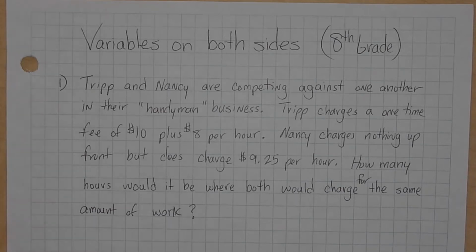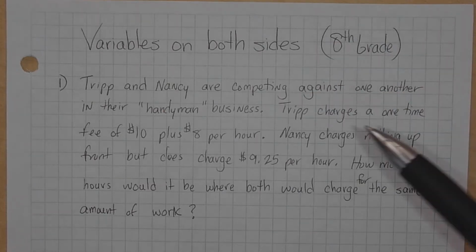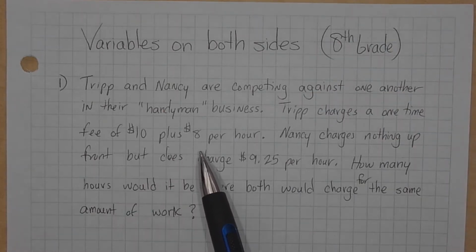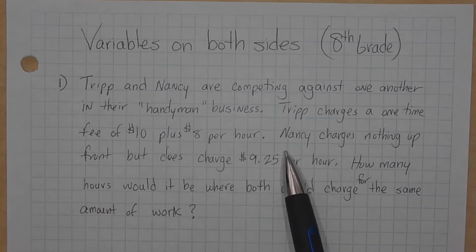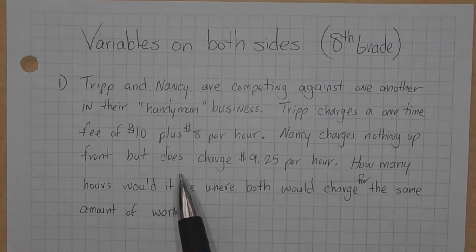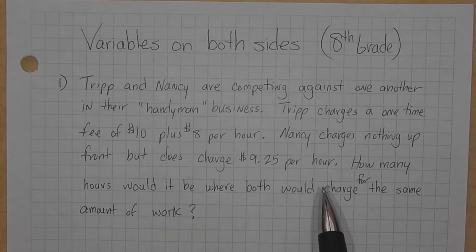Trip and Nancy are competing against one another in their handyman business. Trip charges a one-time fee of $10 plus $8 per hour. Nancy, however, charges nothing up front, but she does charge $9.25 per hour. How many hours would it be where both would charge for the same amount of work?